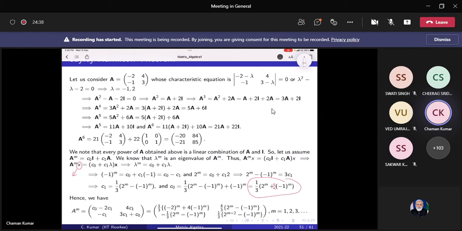Yeah, I also see that the little x should be the bold x, because vectors and matrices are denoted by bold letters. Yes, sir. Okay, and also here A raised to m should be bold. Yes, sir.